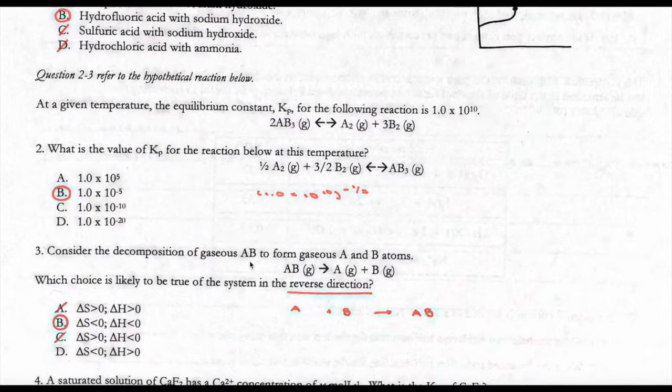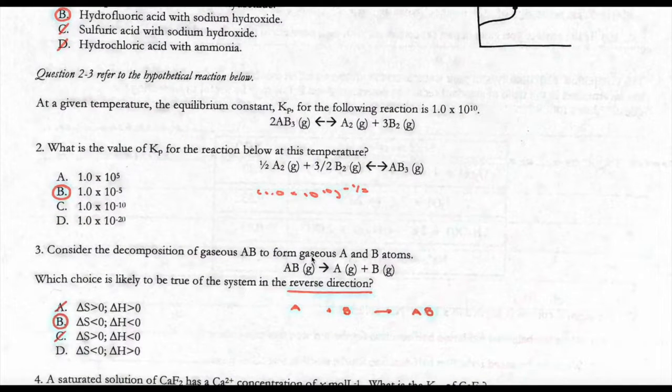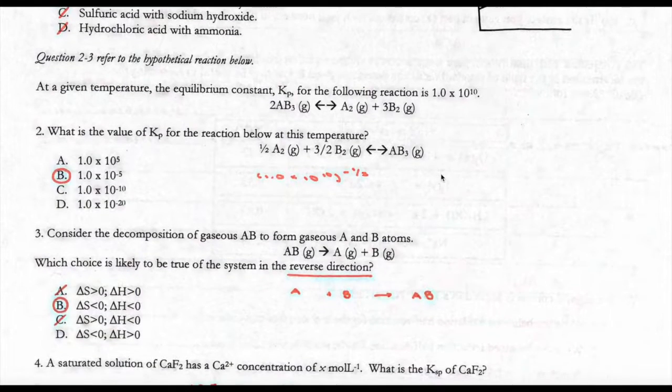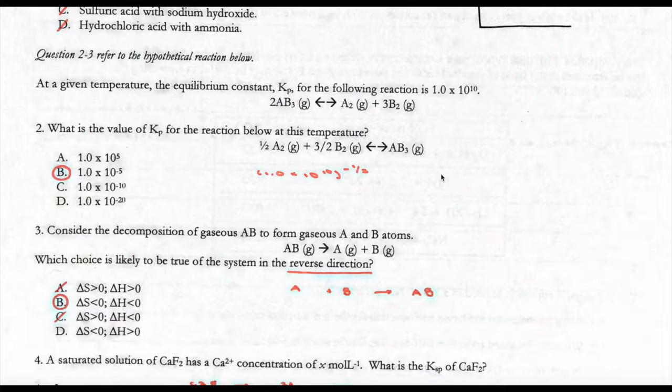Okay? In 2, it says at a given temperature, the equilibrium constant is 1 times 10 to the 10th. What is the value of Kp for the reaction below at this temperature? So if you notice, the way that this reaction here is different from this one, I've taken this reaction, I've flipped it, and I've multiplied it by 1/2. So what you do to your equilibrium constant, if you do that, whenever you flip, you raise it to a negative power. And then if I multiply the reaction by 1/2, I'm going to raise my equilibrium constant by 1/2.